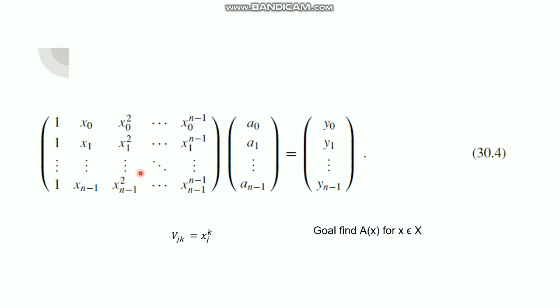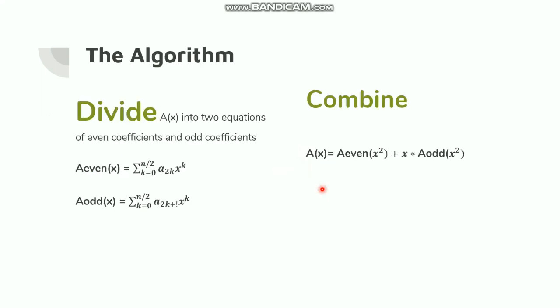The way that I described a while ago can easily be done programmatically. Unfortunately, it can only be done in n squared time. So we want to do something better. First, we divide A(x) into two equations of even coefficients and odd coefficients. Most of the time when we divide vectors, we divide them in half, the left part and the right part. But this time we will try a different approach.